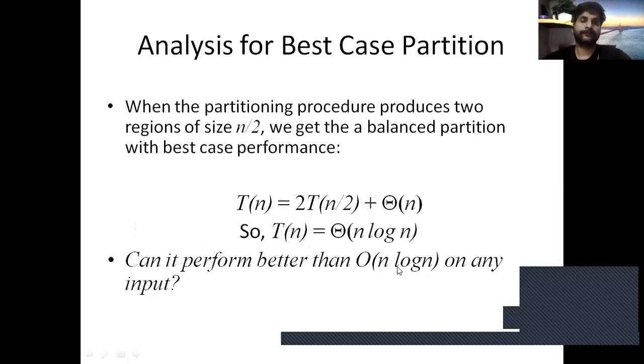Suppose we describe the recurrence equation of quicksort. Quicksort divides the array into two subarrays, and the array is divided by the midpoint. So we can write the recurrence T(n) equal to 2T(n by 2) plus theta of n. Apply the master method and calculate the time complexity: order of n log n.